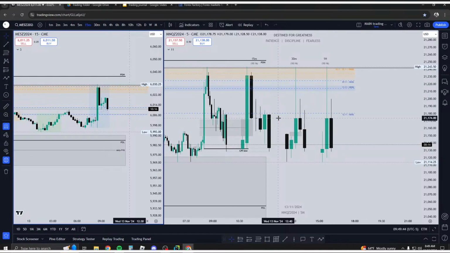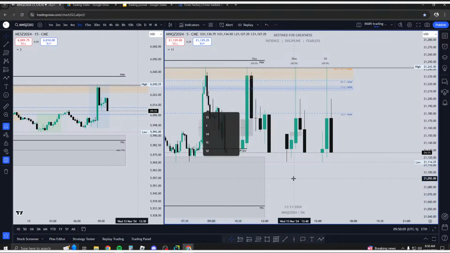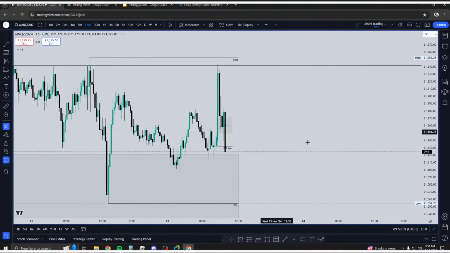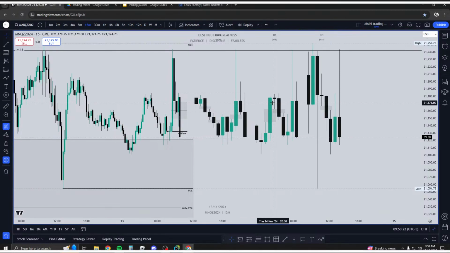Let's see if we can trade back inside that daily FVG again. And the daily FVG is that large rectangle that you see at the bottom of your screen. This one right here. So it's rebalancing the daily fair value gap again.